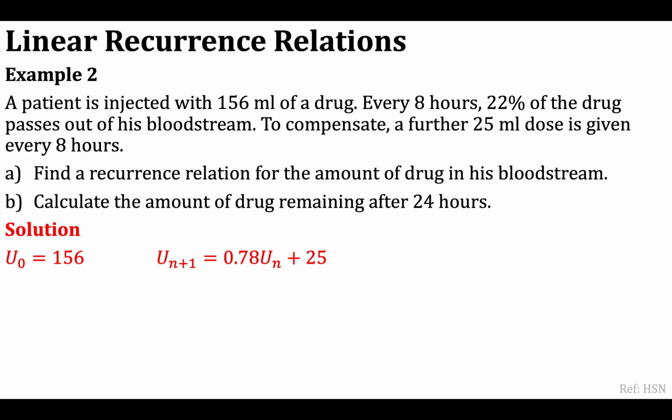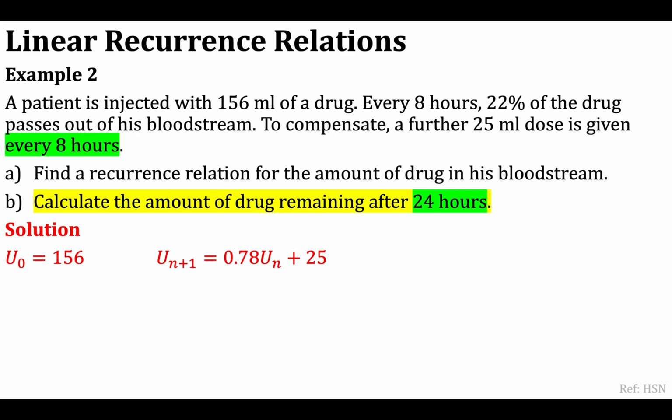Now, part B, calculate the amount of drug remaining after 24 hours. You'll notice that we're calculating what's remaining after 24 hours, but the question talks about every 8 hours. So this recurrence relation that we have set up is modelling the behaviour of the drug every 8 hours. So U1 will be after 8 hours, U2 would then be after 16 hours, and U3 would then be after 24 hours.